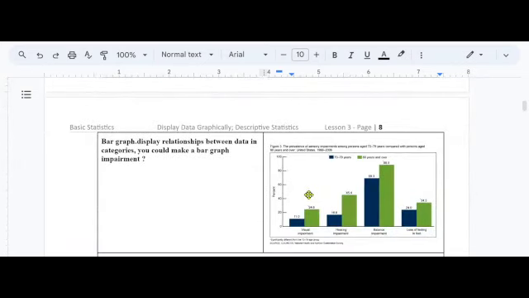Another example here, a bar graph displaying the relationship between data and categories. You could make a bar graph in pairs. You can see, look, you can compare two things. Maybe to the year here, it's years 70 to 79, and here I think it's 80 years and over. So you can compare what happened between the both of them.